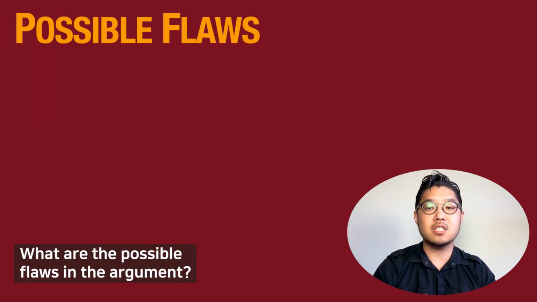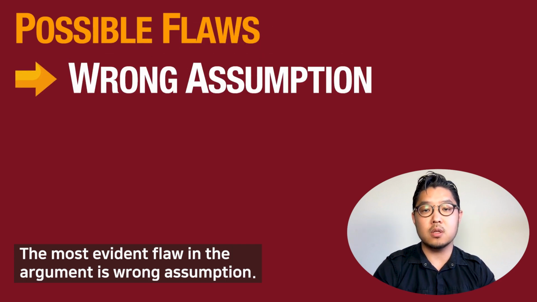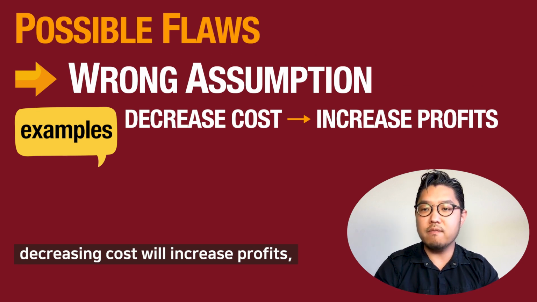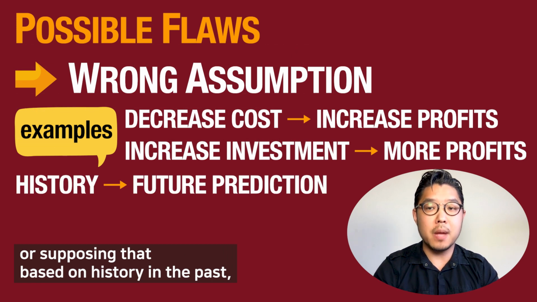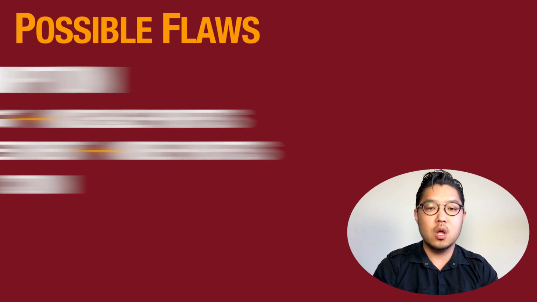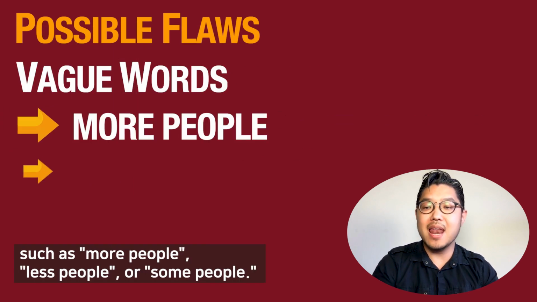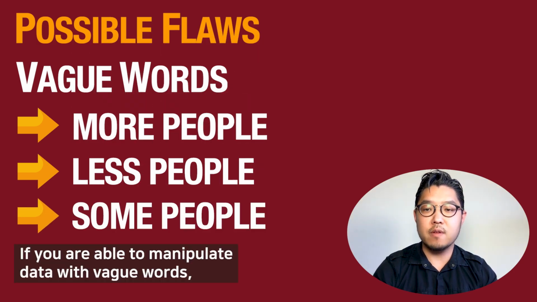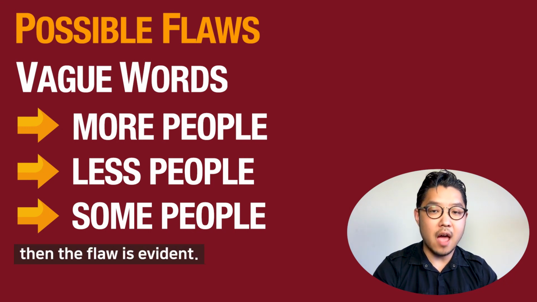What are the possible flaws in the argument? The most evident flaw in the argument is a wrong assumption. It could be readily assuming that decreasing cost will increase profit, increasing investment will lead to greater profit, or supposing that based on history in the past, a company will do better or worse in the future. Usually the flaws are indicated by vague words such as more people, less people, or some people. If you are able to manipulate data with vague words, such as many politicians do, then the flaw is evident.